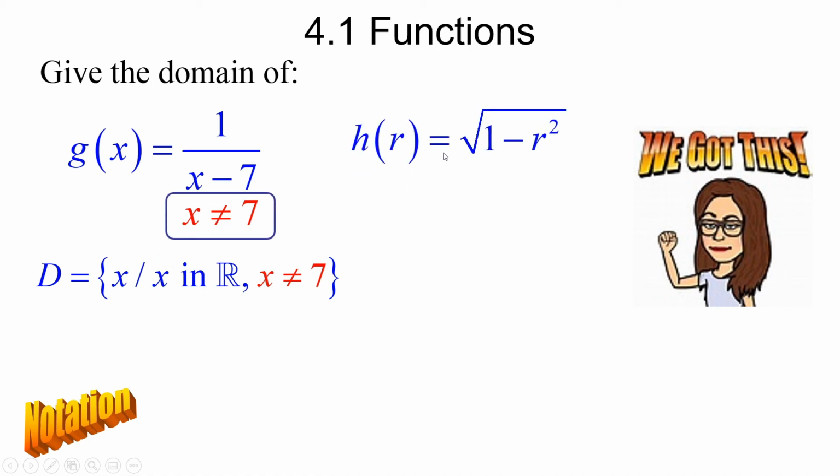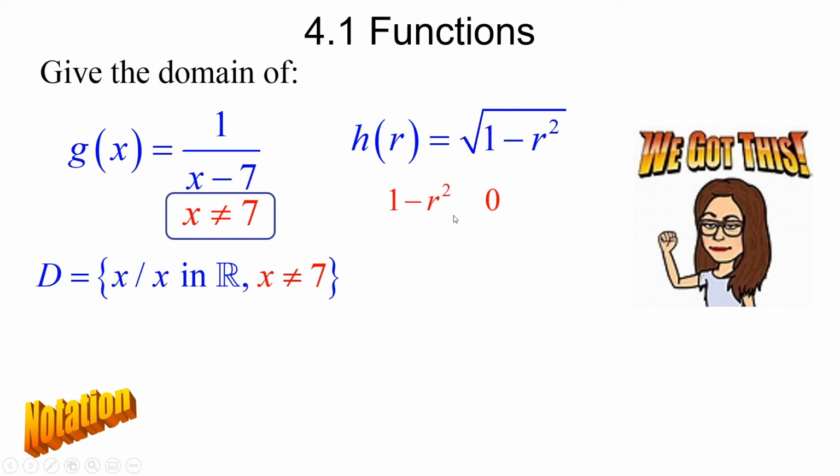Okay, h of r equals the square root of 1 minus r squared. Well, notice the radical. You guys have already studied complex numbers. Now, when we're talking domain of a function, that's all of the x values, or in this case, r values, because r is the independent variable. To keep this expression in the set of real numbers, wouldn't 1 minus r squared have to be greater than or equal to 0?